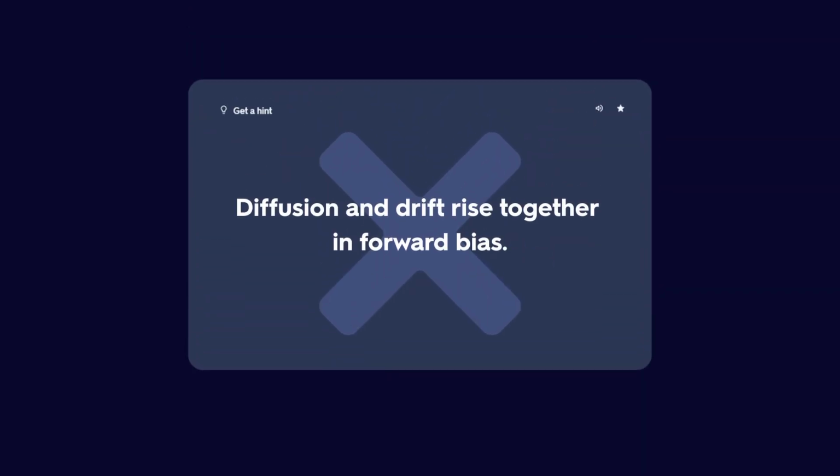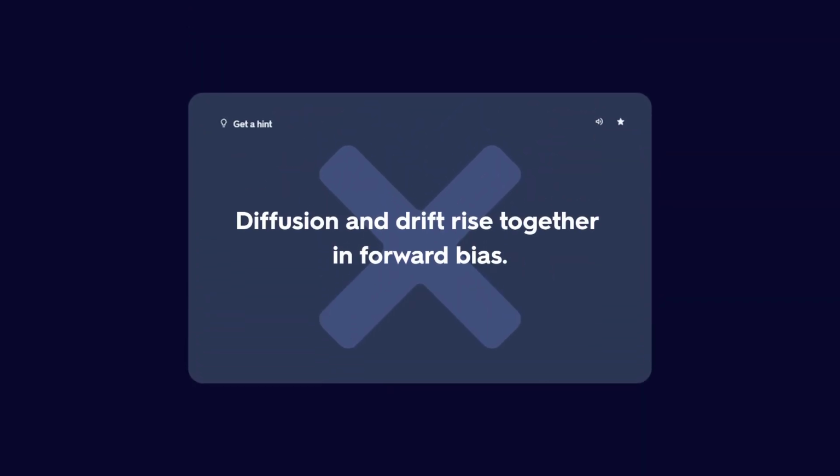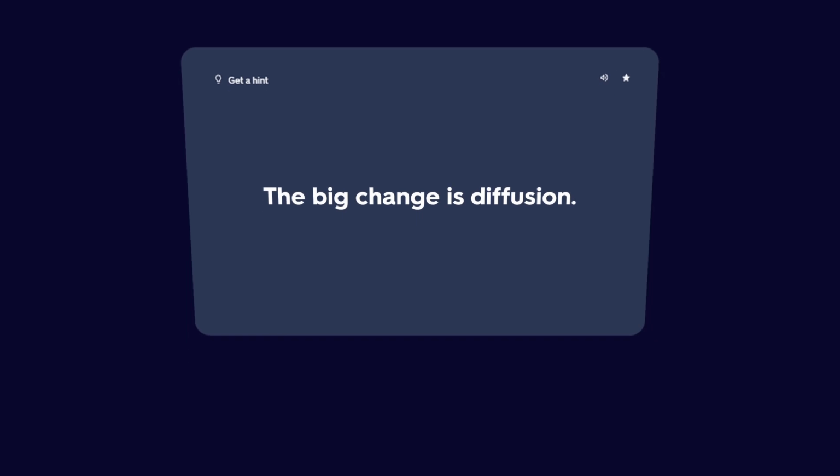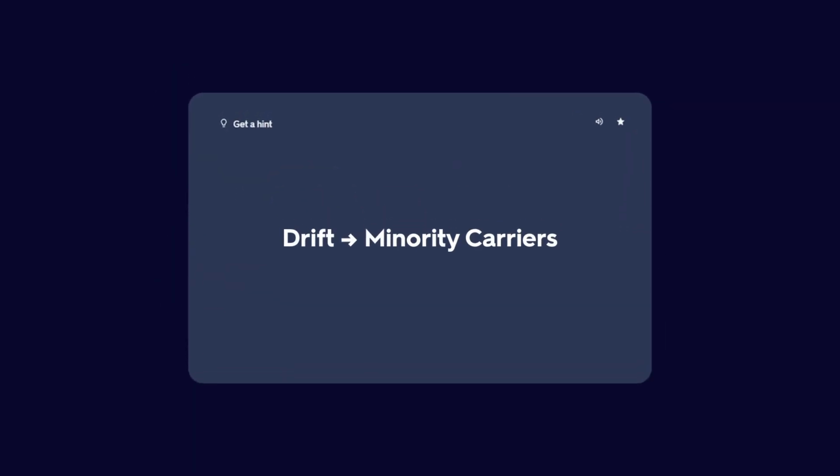It is important to clear up a common misconception here. Some students think both diffusion and drift rise together in forward bias. In reality, the big change is diffusion. Drift is still limited by the small number of minority carriers, so it stays roughly constant compared with the huge growth in diffusion.